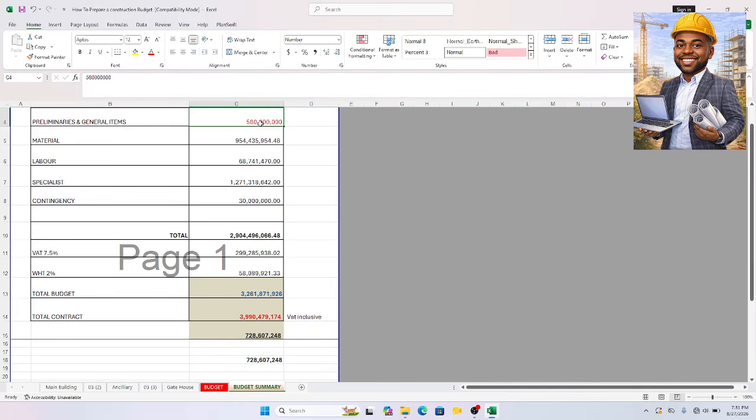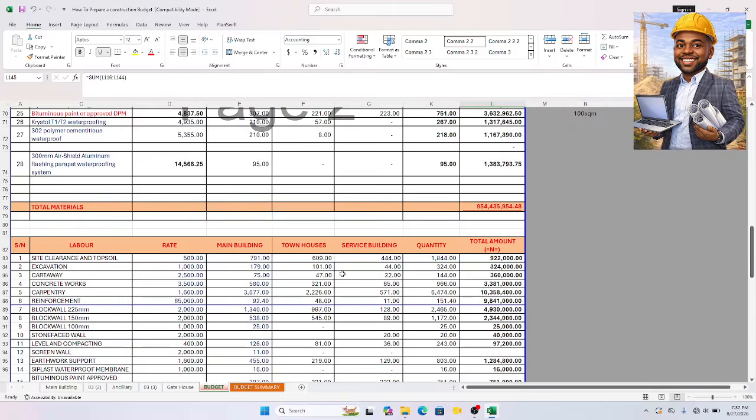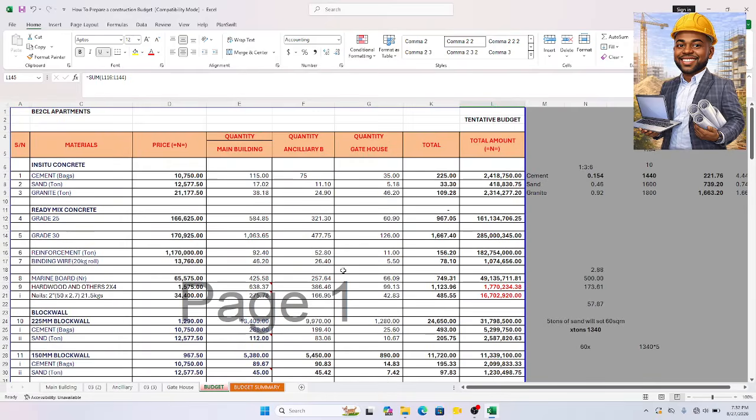I've taught about preliminaries before, kindly refer to it. And there are other persons that have other methods with which they break down their material and labor, and they apply price to it, whichever way you deem fit best. Prepare your budget, follow format, and then arrive at your figure at the end of the day. Very, very important. So this is basically how you prepare a construction budget.